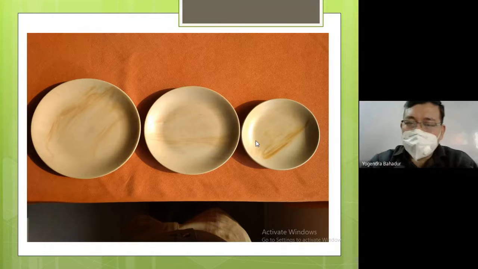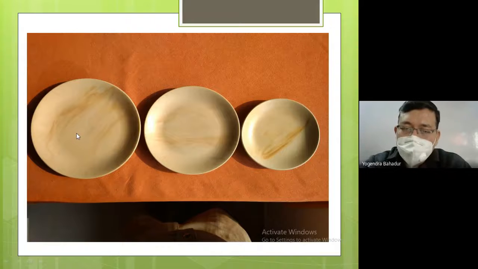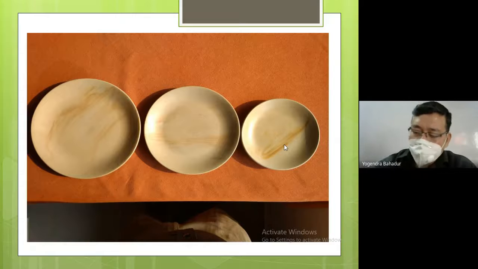So you have three plates in front of you. The left hand side one is known as the full plate, 10 to 12 inch in diameter. The middle one is known as the half plate or fish plate, 8 inch in diameter. And the right one is known as the side plate, B&B plate or quarter plate. It is 6 inch in diameter.